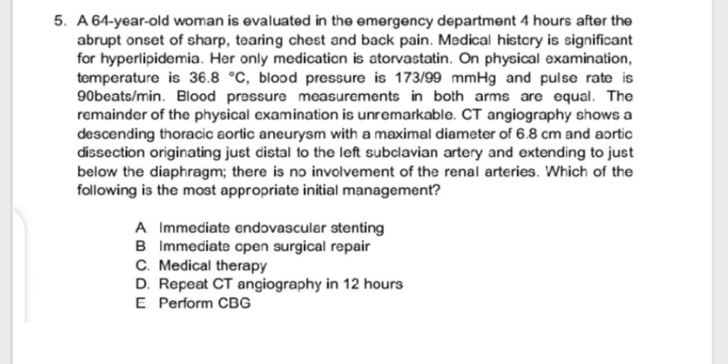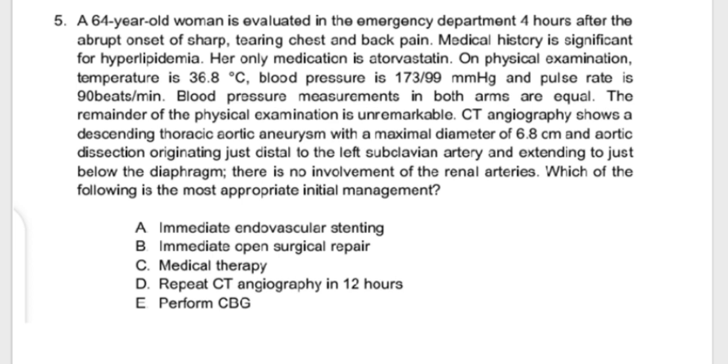On physical examination, temperature is 36.8 degrees centigrade, blood pressure is 173 over 99 millimeters of mercury, and pulse rate is 90 beats per minute. Blood pressure measurements in both arms are equal. The remainder of the physical examination is unremarkable. CT angiography shows a descending thoracic aortic aneurysm with a maximal diameter of 6.8 cm and aortic dissection originating just distal to the left subclavian artery and extending to just below the diaphragm.